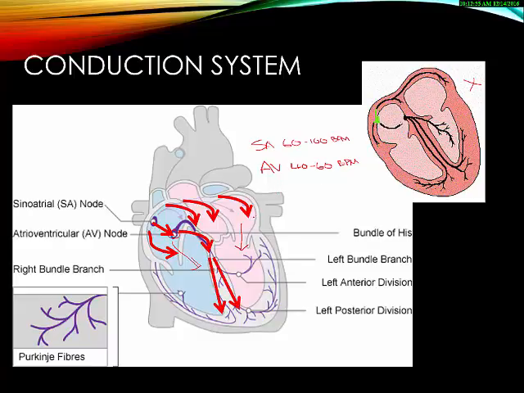Then we get transmission down the left and right bundle branches and up through the Purkinje fibers, and that causes a ventricular depolarization. The cells in your Purkinje fibers can also create a beat, but those are the slowest ones. So Purkinje fibers, remember, you're looking at 20 to 40 beats per minute. So we need a pacemaker in the heart, and usually it's the SA node, and hopefully it's the SA node, but if it's not, then we have to move on and let other areas of the conduction system happen.